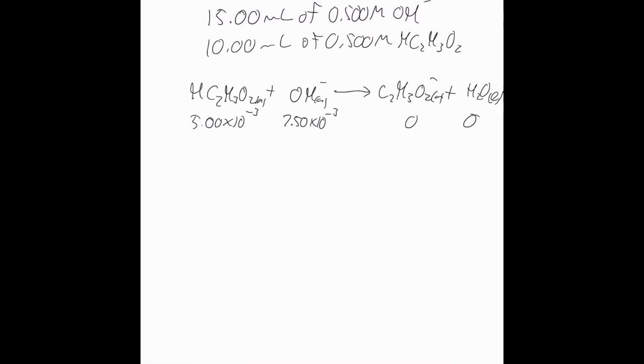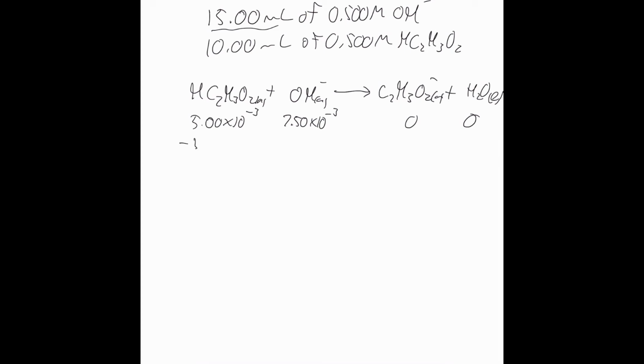So here we have the problem set up. We've got 15 milliliters of 0.5 molar OH minus, 10 milliliters of 0.5 molar acetic acid. I've got the reaction set up for our stoichiometry. Now we need to figure out what's limiting. So I put both of our moles here: 5.0 times 10 to the minus 3 is our acetic acid moles, and 7.5 times 10 to the minus 3 is our OH minus moles.